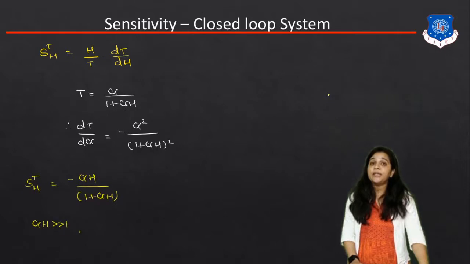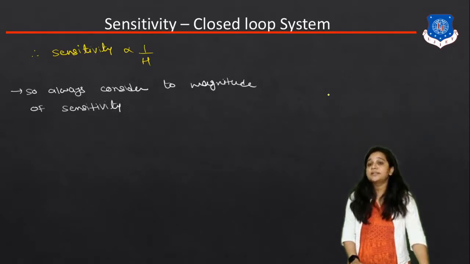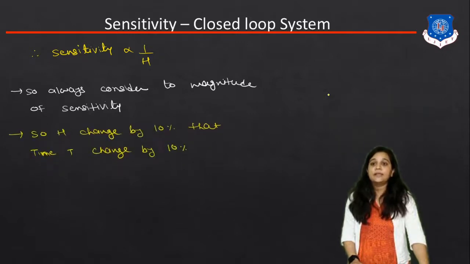So S_H^T is equal to minus GH upon 1 plus GH. GH will be greater than or equal to 1. So the sensitivity will be proportional to 1 by H. If H is increased, sensitivity will decrease, and if H is decreased, the sensitivity will increase. So always consider the magnitude of the sensitivity.